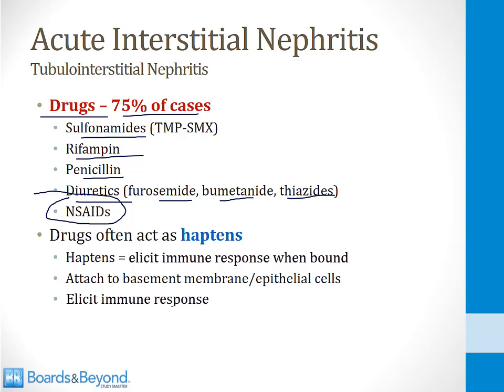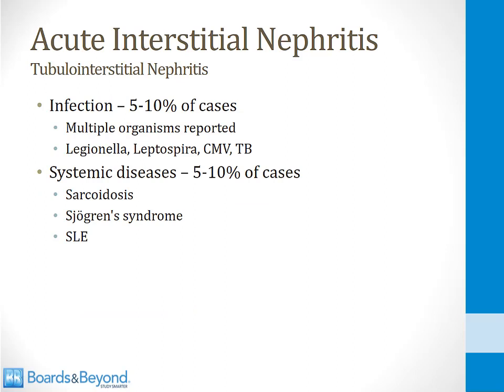The mechanism by which these drugs cause nephritis is often by acting as a hapten. I talk about haptens in the immunology section. They are molecules that elicit an immune response when they are bound to tissues or cells. And in many cases, these drugs attach to the basement membranes or to tubular epithelial cells, and they trigger an immune response. Other causes are shown on the screen.